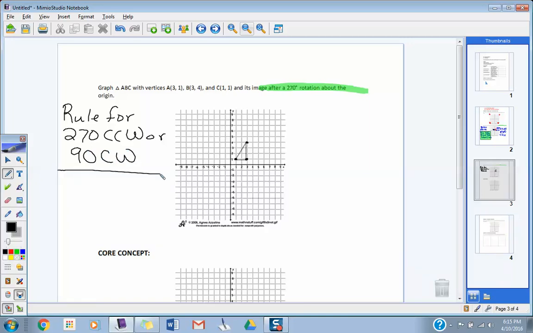So here it is. If your original point is a point A comma B, then under this rotation, counterclockwise 270 or 90 clockwise, your image will become the following. It will become A comma opposite of B. I'm sorry, I've got that wrong again. B comma opposite of A is what I meant. All right, B comma opposite of A.